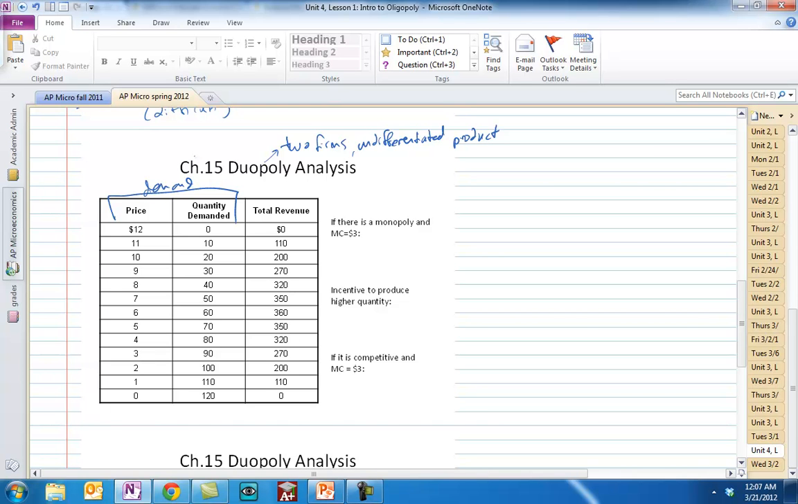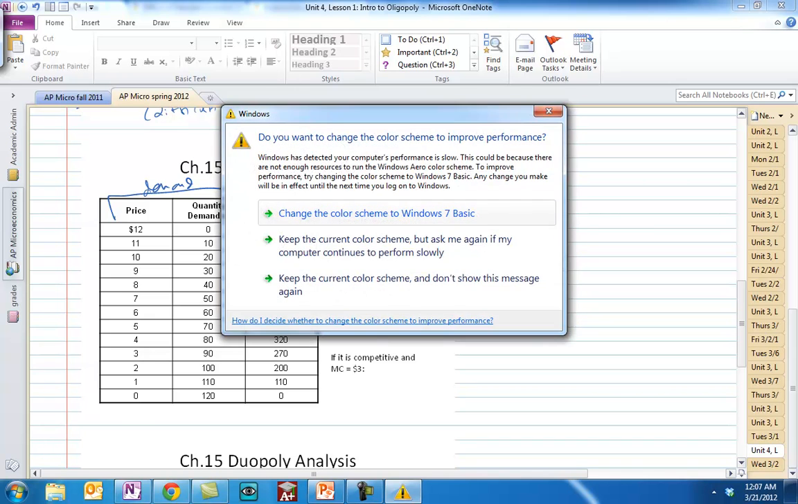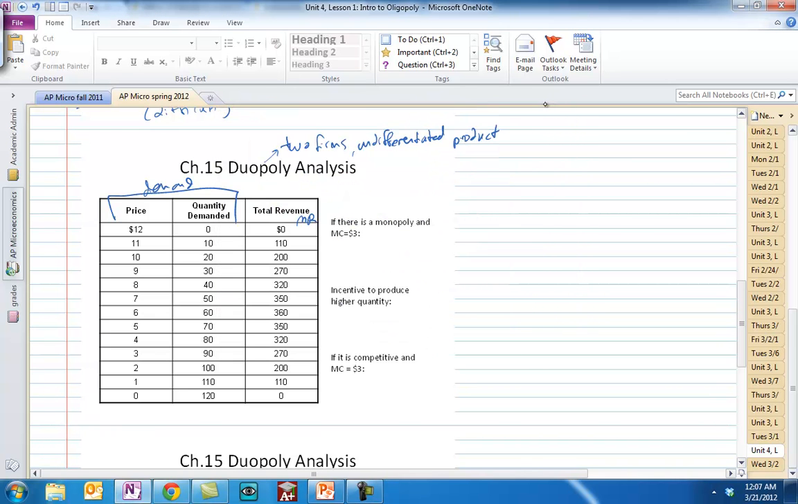And the usual calculation that we make from this, like we did with monopolies, is to find the total revenue, and we're going to want to find the marginal revenue to figure out the profit maximizing point. Again, we're going to use the marginal revenue equals marginal cost concept. And we're given a marginal cost of production for this duopoly. We're going to say the marginal cost is equal to $3.